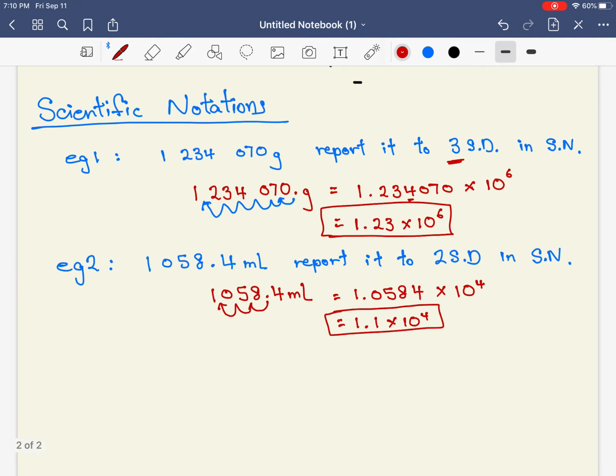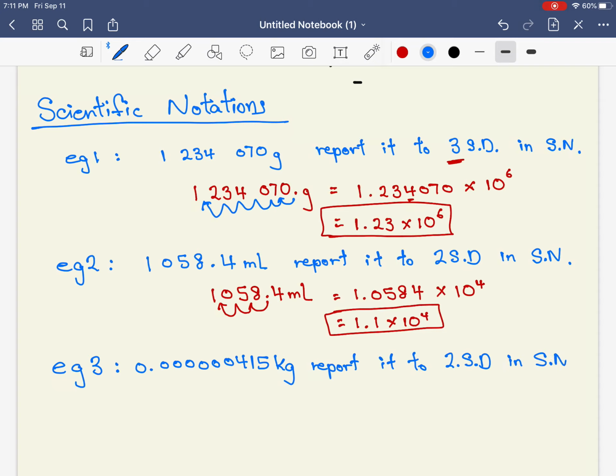All right, here's one that is a little different, okay? Because you're looking at the other way. So example 3. I have this number, 0.000000415. So you can pretty much see the fact, when do scientists use scientific notation? Usually, most of the time, we use it to abbreviate very, very big numbers or very, very tiny numbers like we see here. I want you to report it to, again, 2 significant digits in scientific notation.